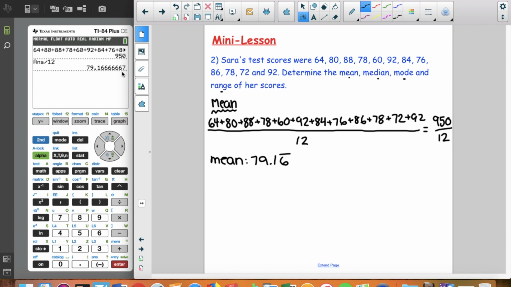Now, I know it does end in a 7. That's just because your calculator has to stop at some point. So it stops at that point and then rounds it. So now let's do the median.